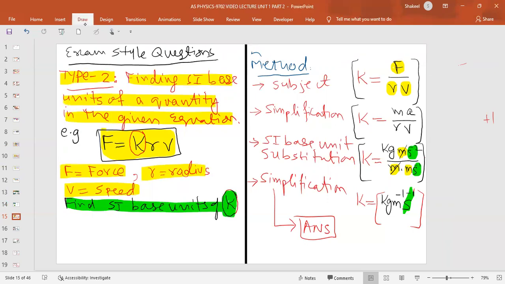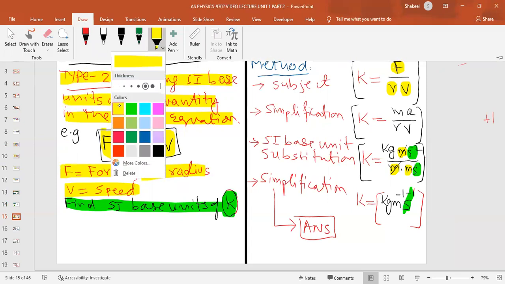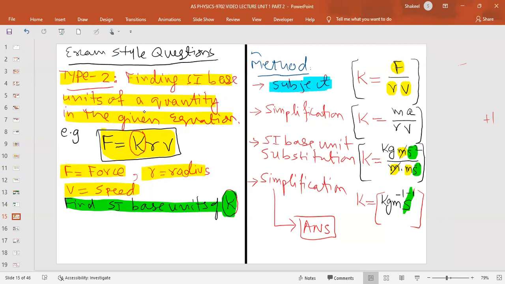So what is the method to solve such questions? First of all, you will make the quantity for which you have to find the unit the subject of the equation. As you have to find the unit for K, from the equation, make K the subject. So K equals F over RV. Then you have to do the simplification. Simplification means that F is MA, so you just replace F with MA over RV.